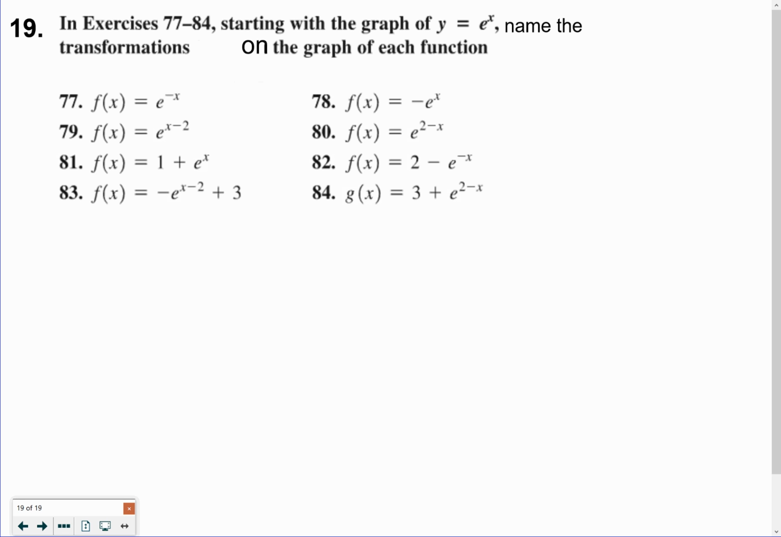So we've got e to the x here that has been transformed. We want to name the transformations on the graph of the function. Pick a number. 83. Okay. So I have f of x equals negative e to the x minus 2 power plus 3.